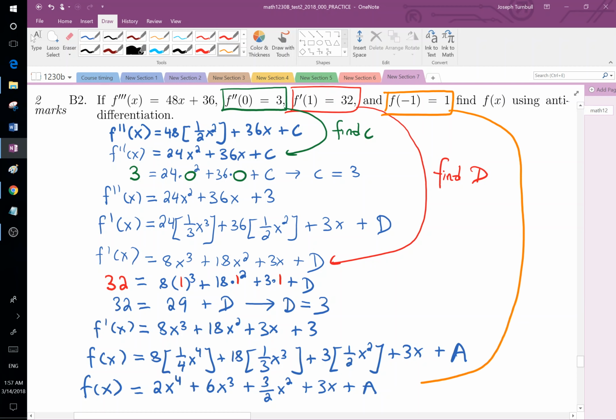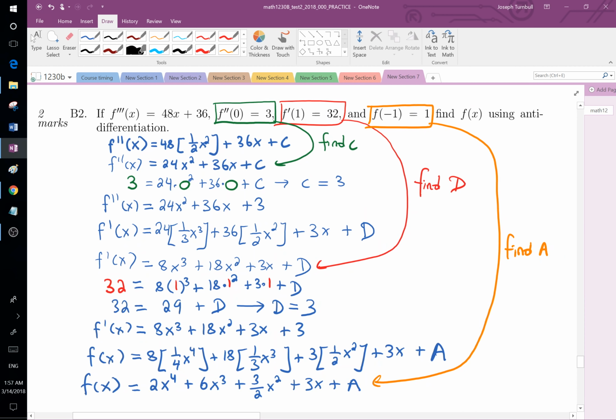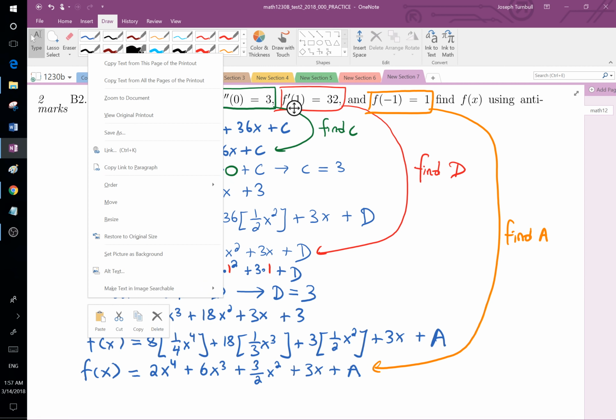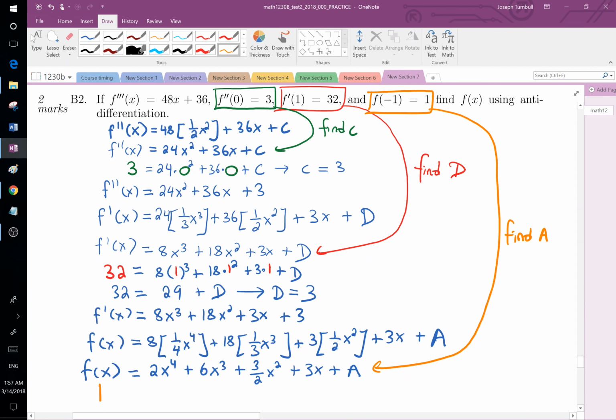So there we go, we're going to find a. The condition says when the x value is negative 1, the function's value is positive 1. So 1 goes there, negative 1, negative 1, negative 1, negative 1, and fill in the rest. 1 equals 2 times negative 1 to the 4 plus 6 times negative 1 to the 3 plus 3 over 2 times negative 1 squared plus 3 times negative 1 plus a.